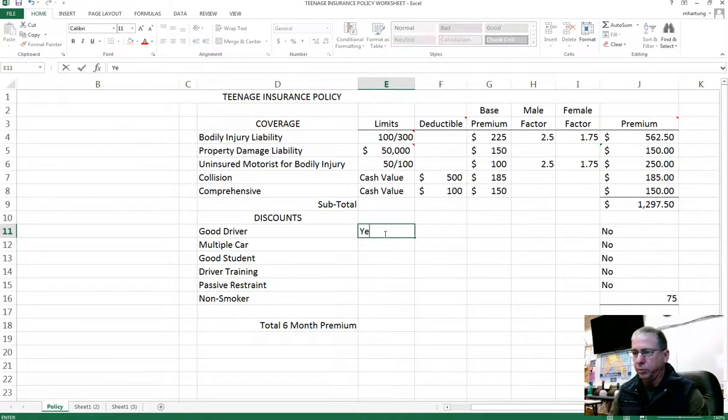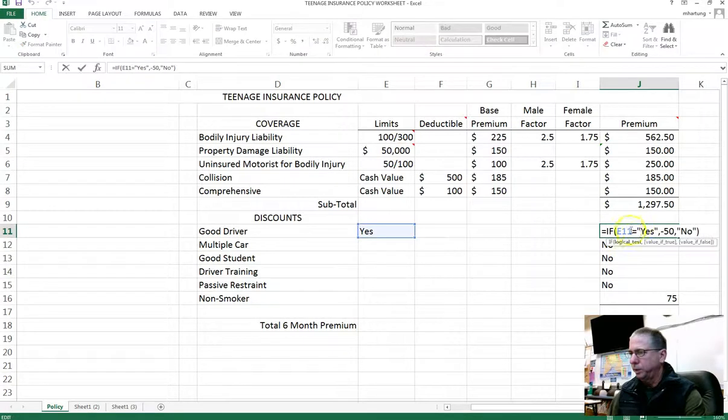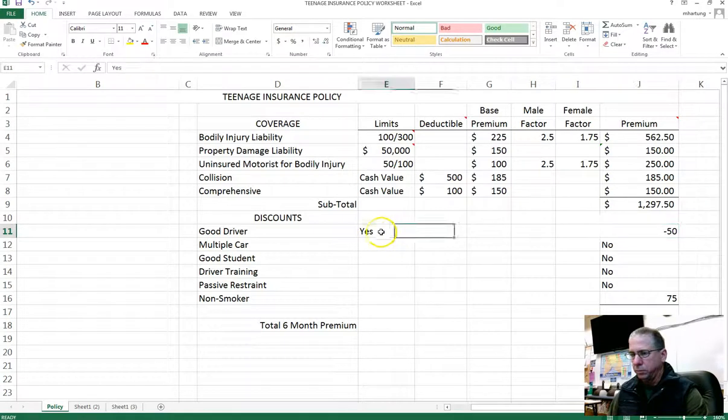Let's test it. Put in the word yes. And there's our minus $50. Okay, once again, the contents of E11 is equal to yes. Don't forget the quotes. If that's true, you have to separate that with a comma, then put in a minus 50 to show that we get a $50 discount. Otherwise, that's what that comma means, put in the word no. If I put in the word no, no discount. Put in the word yes, discount.